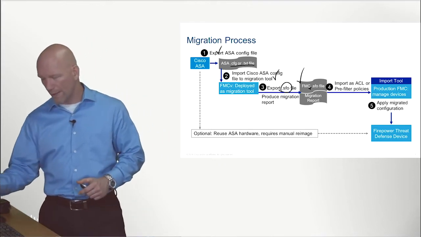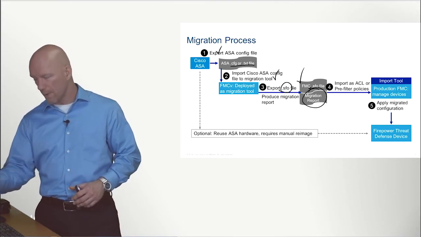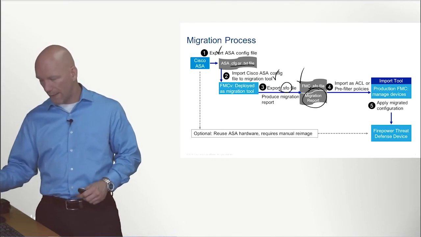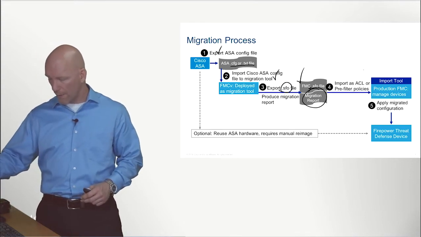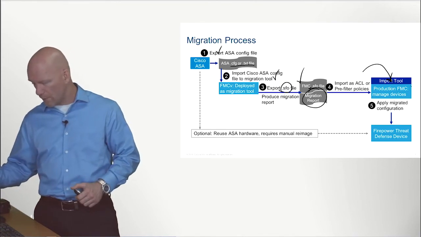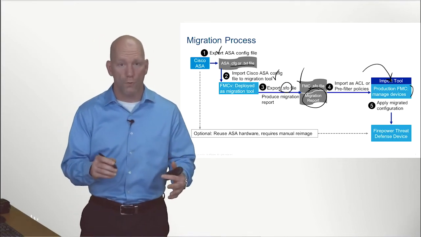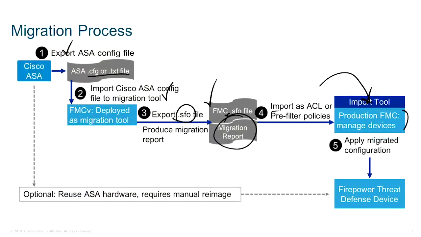We'll then be able to go in and take, after this migration report, which by the way, we're going to see what this migration report looks like in a moment, but the output of that, again, is going to allow us to then go into our import tool to ultimately bring it into the managed devices under the Firepower Management Center control. But let me back up for a moment because, again, we're able to import these ACLs that we got originally from the ASA, for example, as our access control policies or even pre-filter policies on the Firepower appliance.